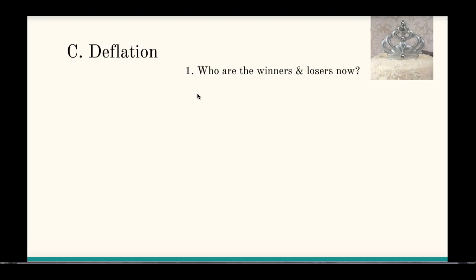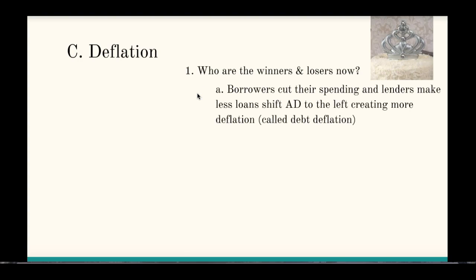In the case of deflation, borrowers are losing because they're going to have to pay back with money that is more valuable. Each dollar is going to be worth more because prices are going down, and lenders are actually winning. So because of that, since the borrowers are losing out, they're going to cut their spending.